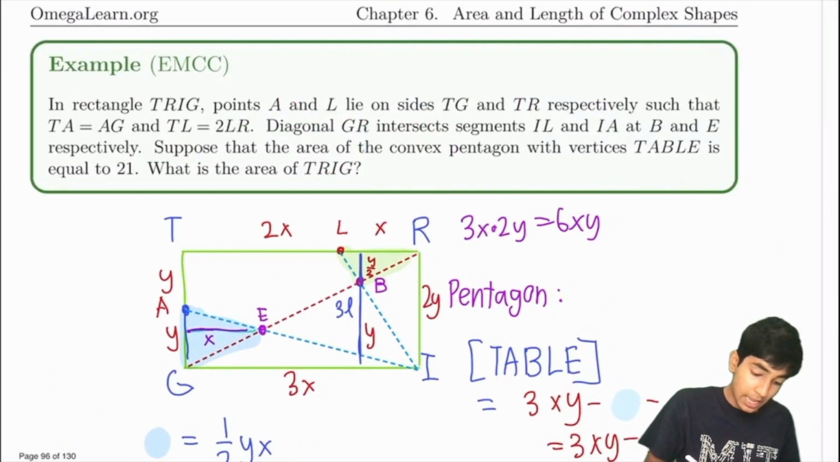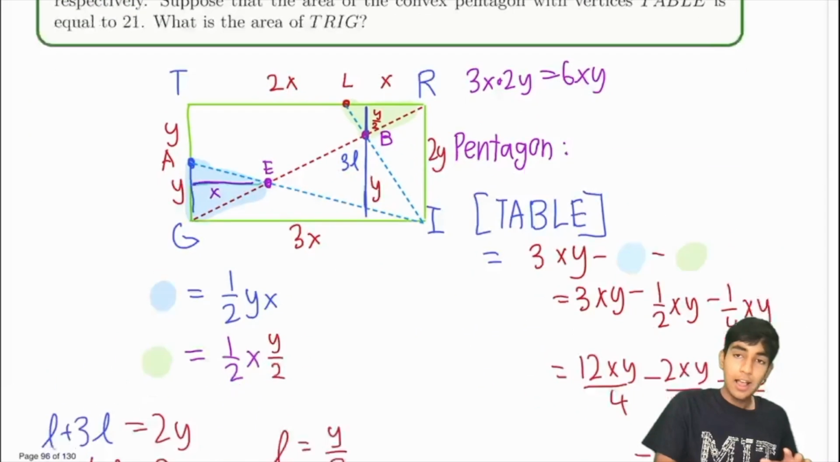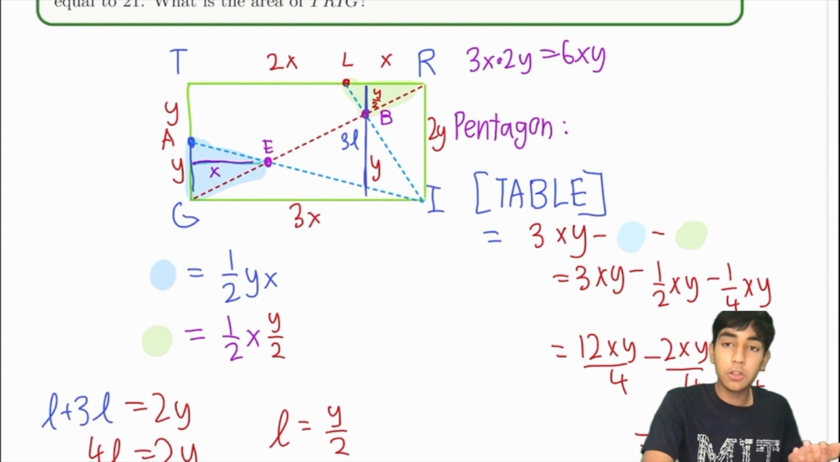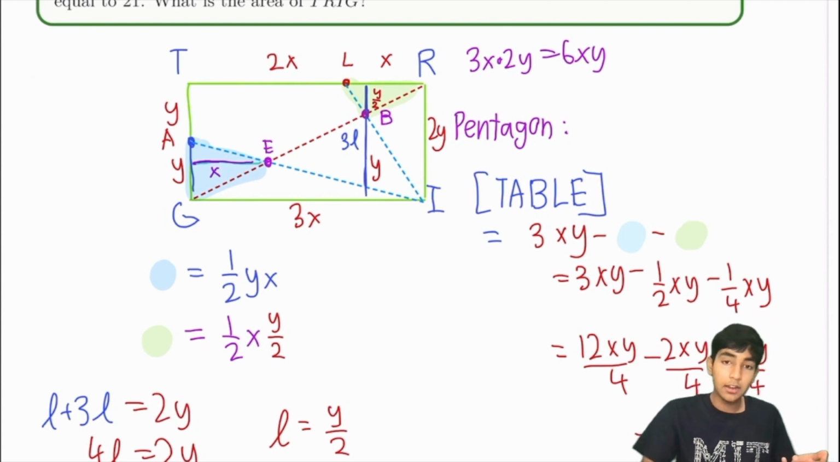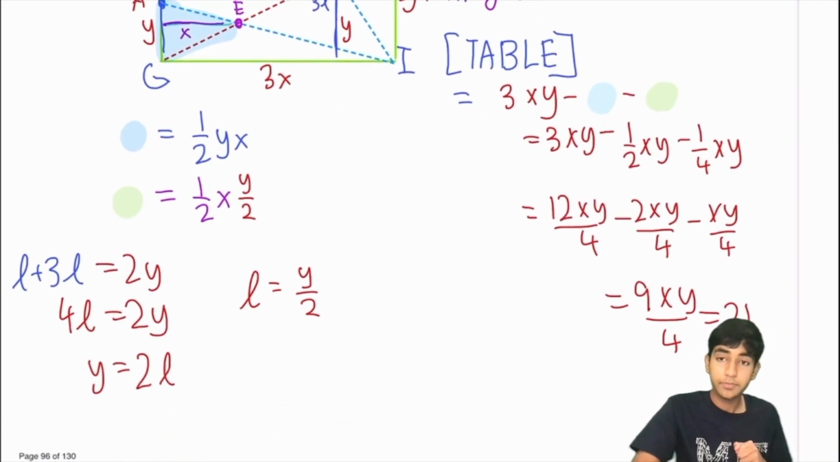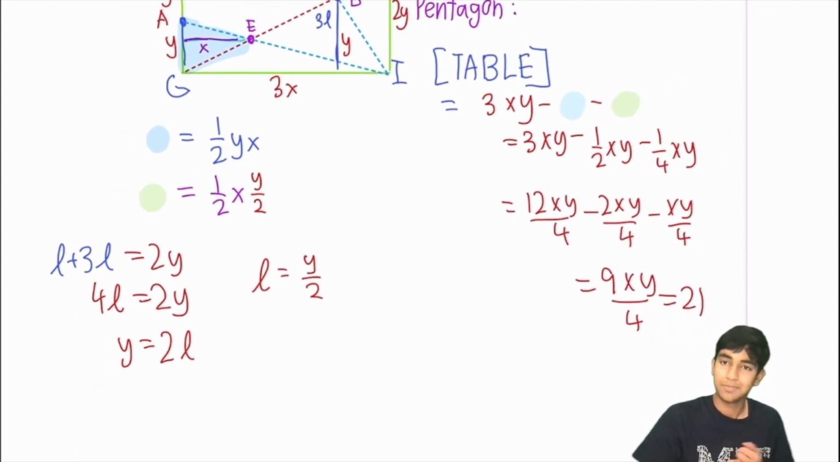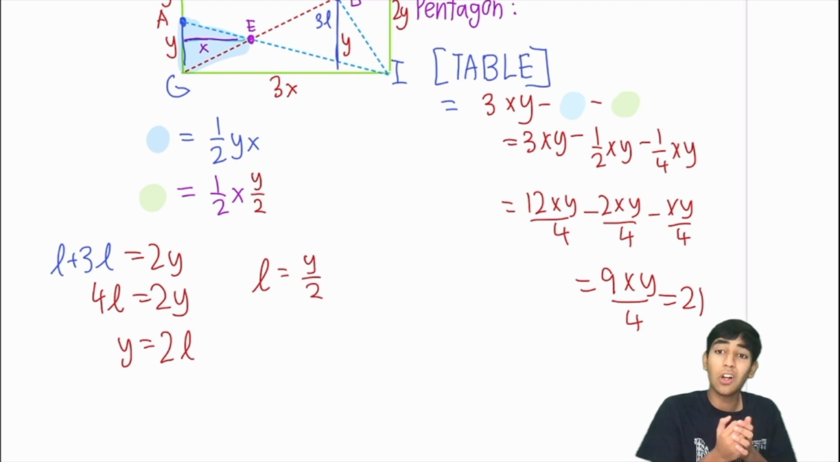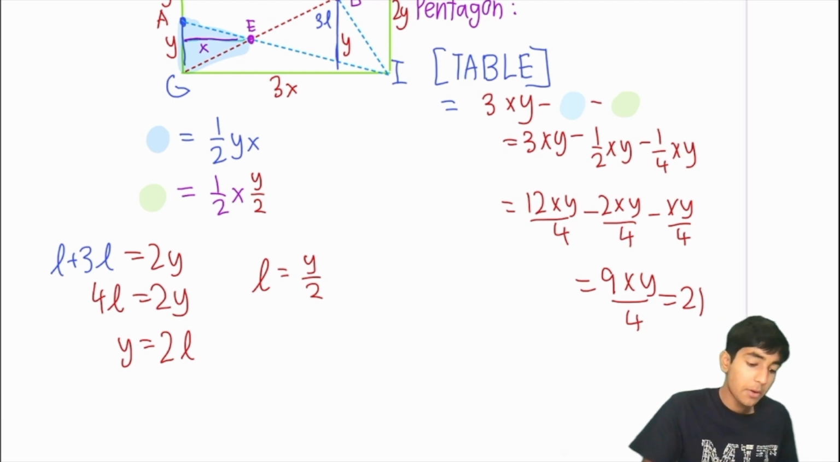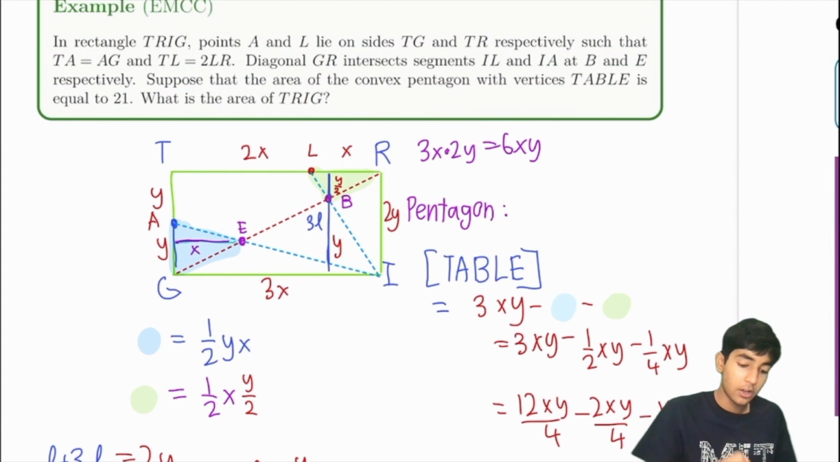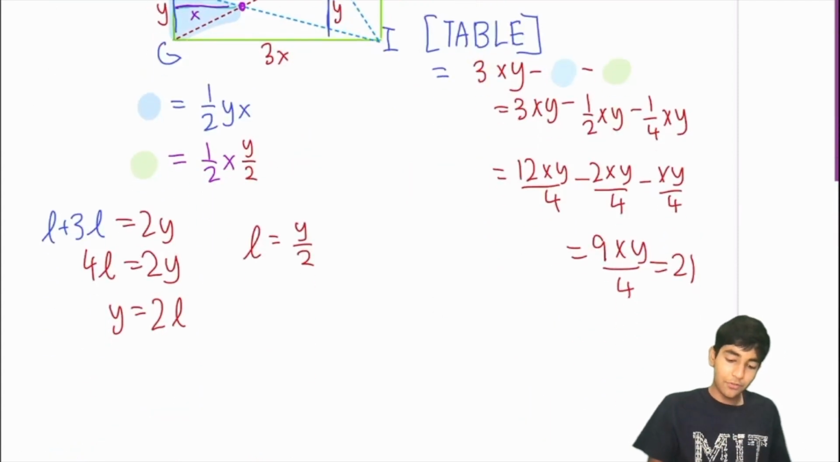Remember, we're given the area of the table is 21. Now we found the area of the table in 2 ways, in terms of variables and numerically given in the problem. So 9xy over 4 is 21. Uh-oh, 2 variables, 1 equation. Don't worry. The thing is, we're not solving an equation here. Remember, we're just trying to find the area of the rectangle, which is 6xy. And we know 9xy over 4 is 21. So all we have to do is solve for xy.